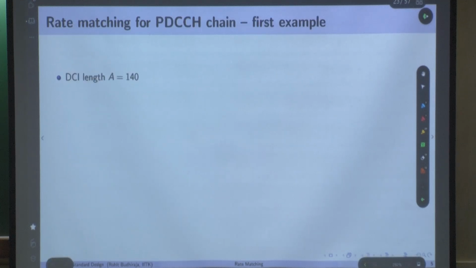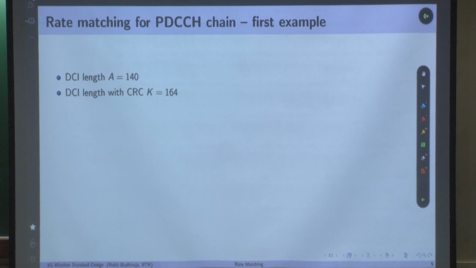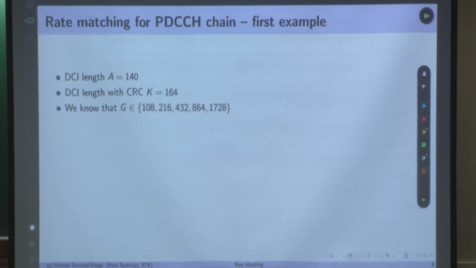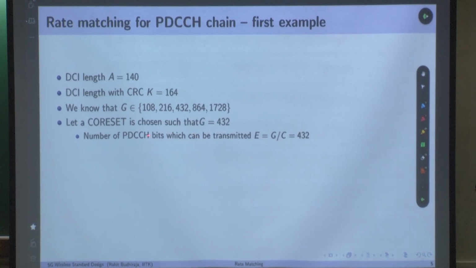And that's an example we are going to take. Everything will fall in place now. So what are we saying? DCI length is basically 140. With K it becomes 164. I'm sticking to the same example, 164. G is one of these, and I'm going to pick up those numbers only: 432, 864, 216. So the first example we picked was the core set chosen such that G is equal to 432 bits. E becomes how much? 432, C is 1, correct.